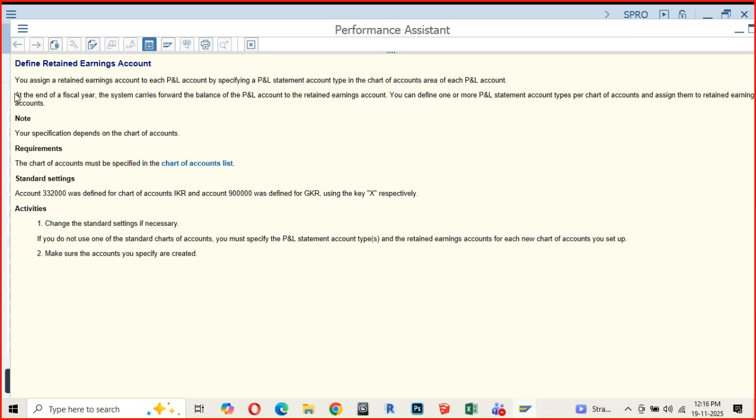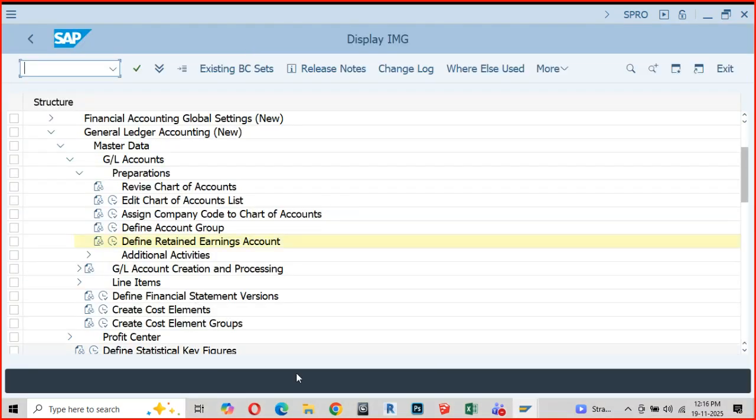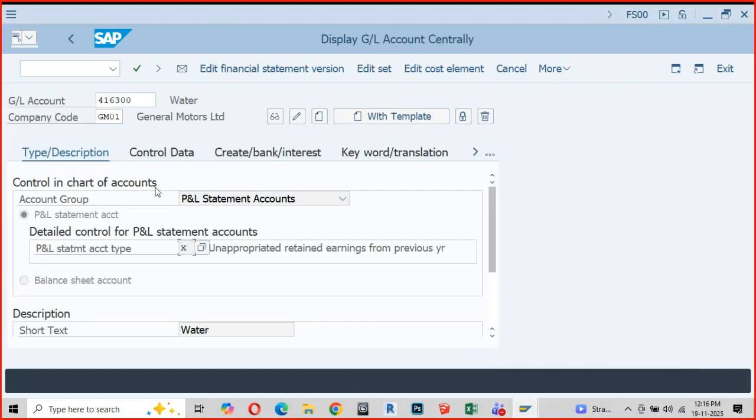Now, at the end of the year, what exactly is a balance carry forward? The system carries forward the balance of the P&L account to the retained earnings account. So if there are 100, 200 profit and loss accounts as required by the business, the balance of each one of the general ledger accounts is carried forward through the retained earnings account. And this is how we just saw how the P&L account gets connected to the retained earnings account. See?